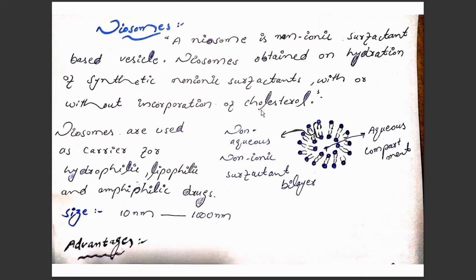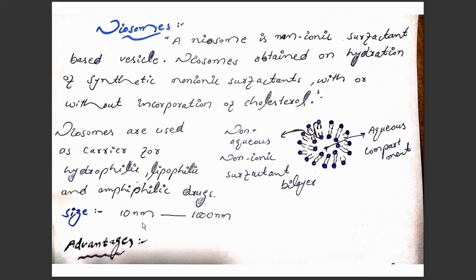So Niosomes are the drug carrier system made up of non-ionic surfactant, and they look like a vesicle or sphere in shape. Niosomes are used as carriers for hydrophilic, lipophilic and amphiphilic drugs. Hydrophilic drugs are those drugs which have affinity towards water. Lipophilic drugs are those which have affinity towards lipids, and amphiphilic drugs contain both a hydrophilic portion and a lipophilic portion. So with the help of Niosomes we can deliver these three types of drugs.